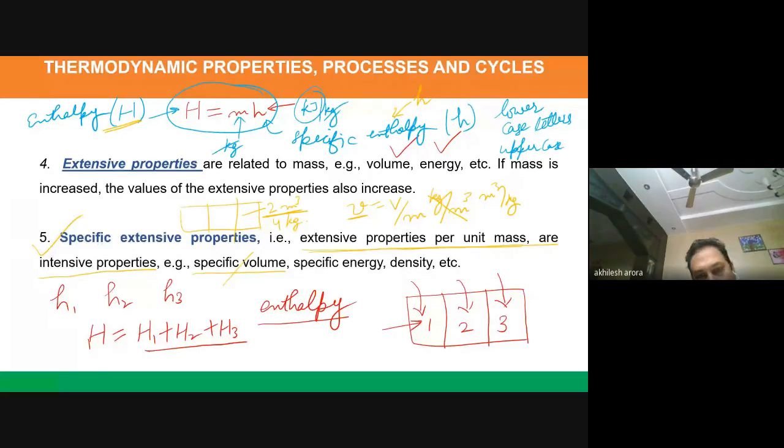You take any partition, but if you take the volume, and you have made three partitions, then the volume of each partition, if they are equally divided, will be equal to 2 by 3, 2 by 3, and 2 by 3. Okay, it is clear. So intensive properties are independent of mass, whereas the extensive properties are dependent on mass.